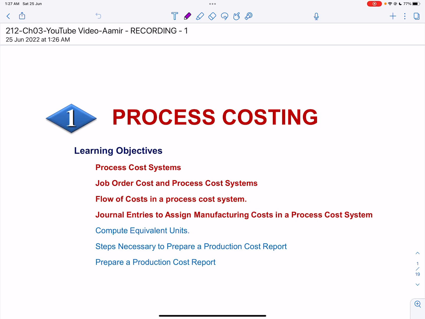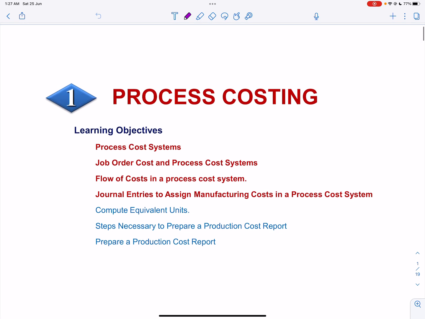Bismillahirrahmanirrahim. Job order cost accounting focuses on the individual job, while process cost accounting focuses on the processes involved in mass producing products that are similar in nature.